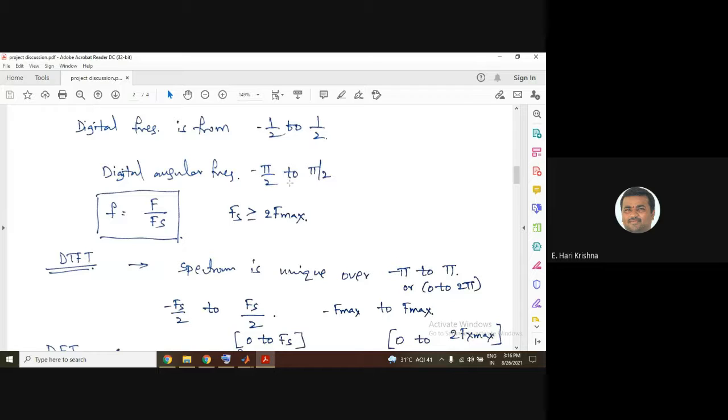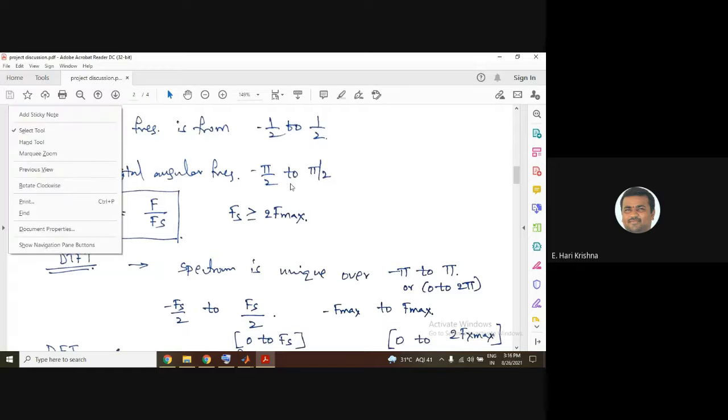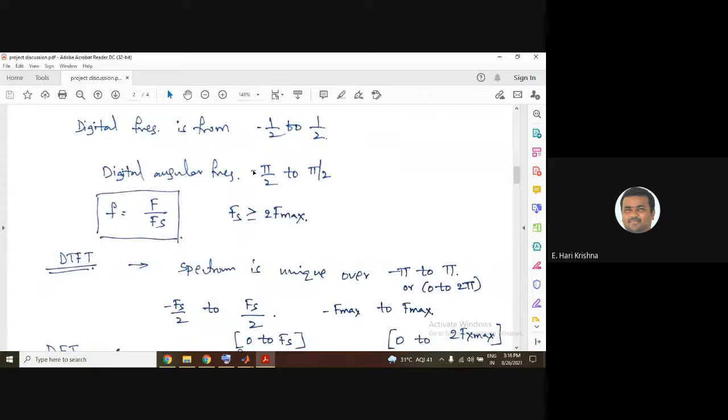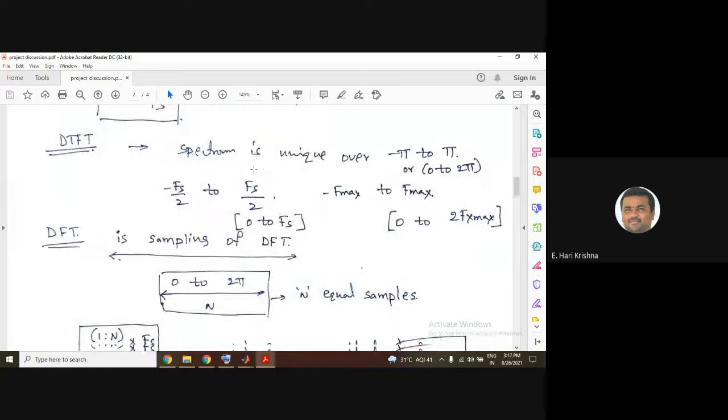So this is again a very interesting and important component to remember. The maximum digital frequency is 1 by 2. If you take sampling frequency infinity, digital frequency will be 0, that is 1 by infinity. Remember, this is a very interesting and important concept. Right.